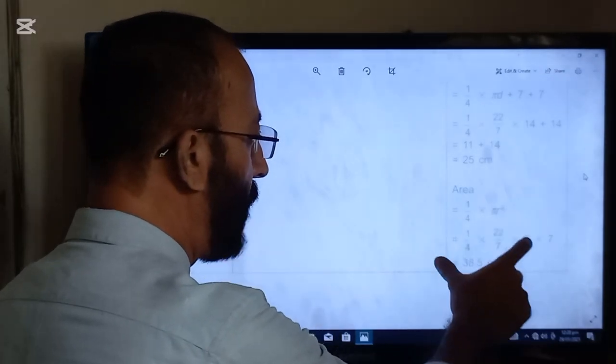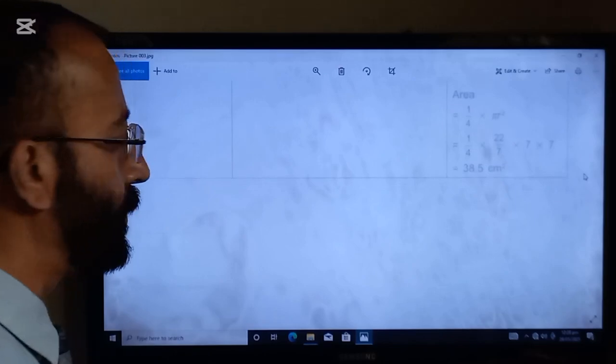Put these values into the calculator, you will get the answer.